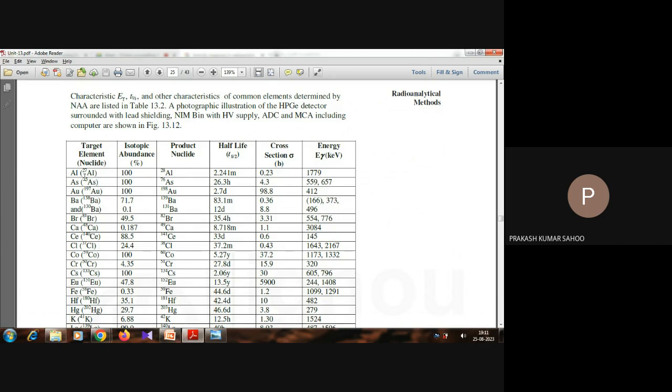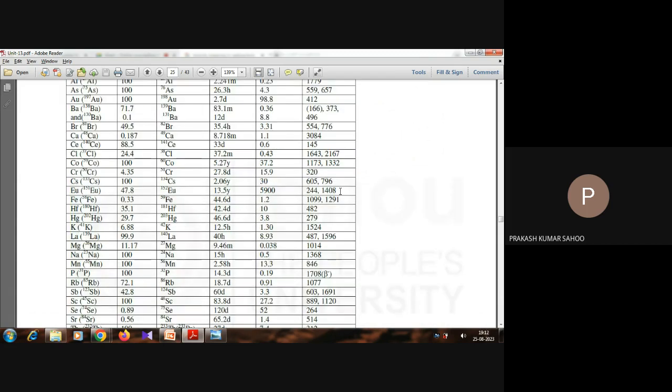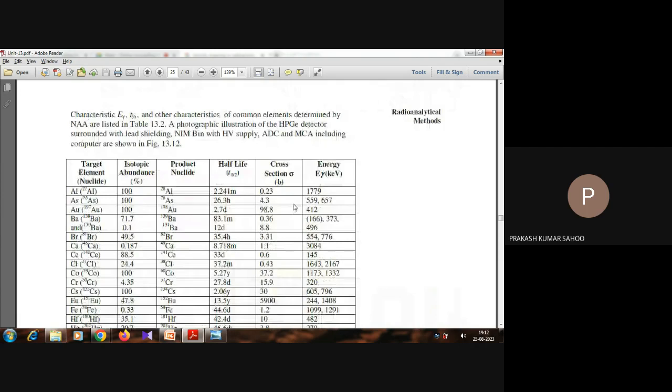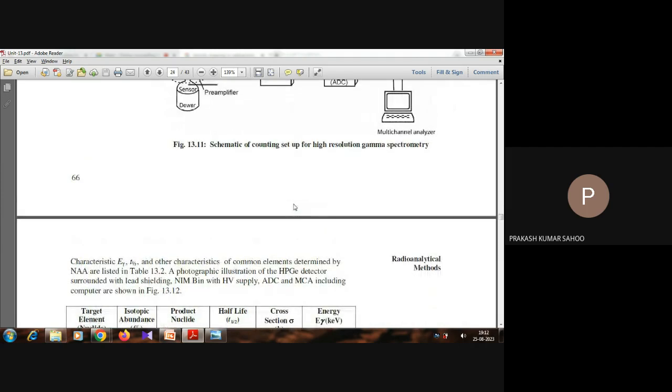Let's have the first example. Aluminum isotope 27, it has 100% abundance. Abundance means availability. It has a half-life period of 2.241 minutes. Its cross section is 0.23 and energy 1779 kilo electron volt. So this is the high performance gamma emission spectroscopy, right? Yes.